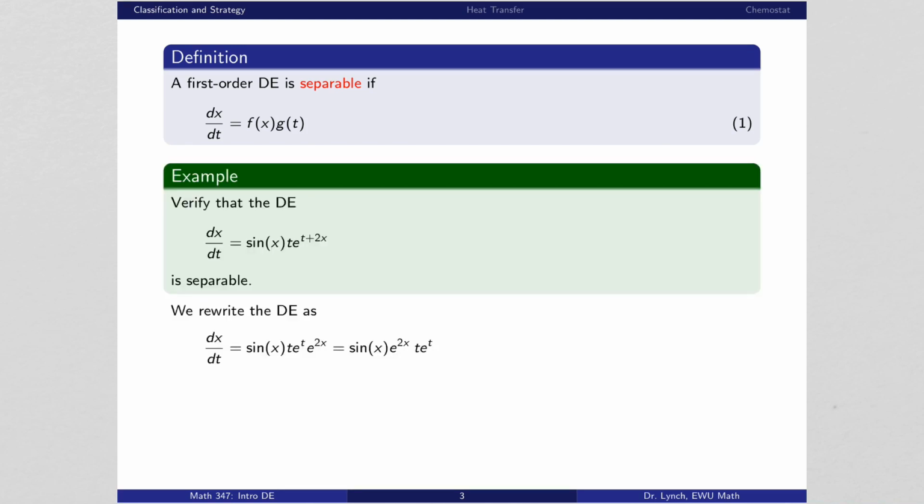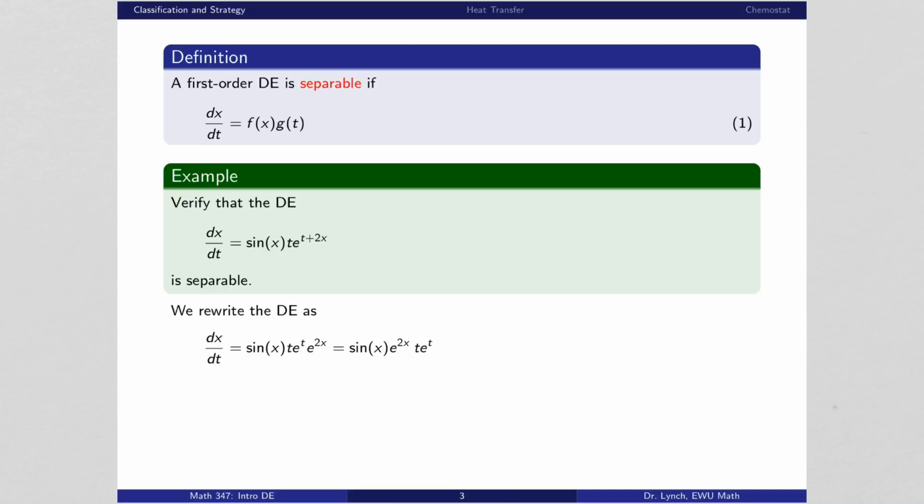Here's an example of a differential equation that is separable. dx/dt equals sine of x times t times e to the t plus 2x. We can see that the exponential can split into e to the t times e to the 2x by properties of exponentials. And we can formally separate the right-hand side into a function of x, sine of x times e to the 2x, times another function of t, which is t times e to the t. Okay, this is an example of a separable differential equation.